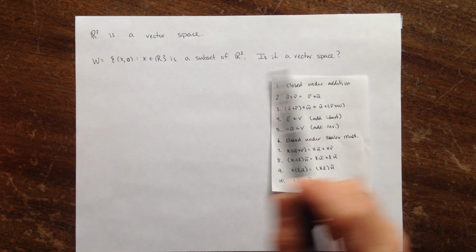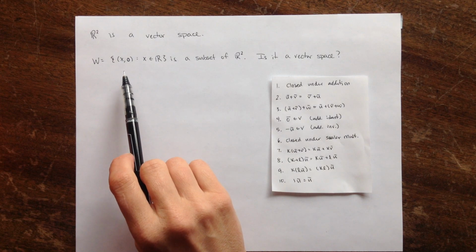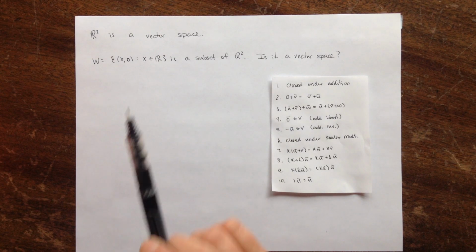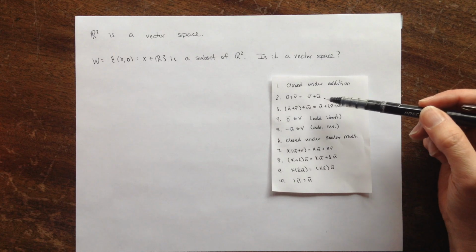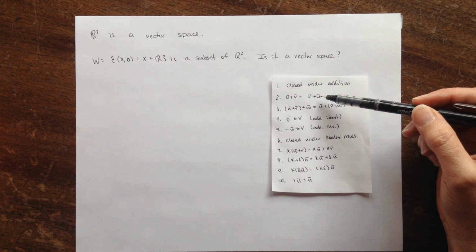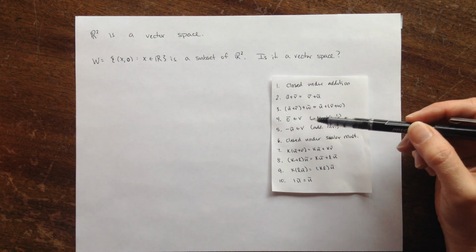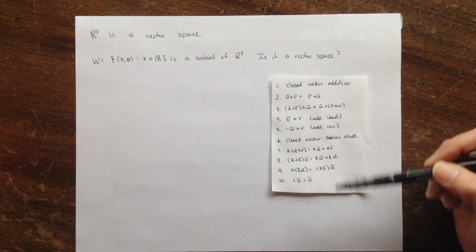So is it closed under addition? Yes, it is, because if you take two vectors that look like this, you get another vector that looks like this. Is the addition commutative? Is it associative? Is the zero vector in there? Is the additive identity in there?